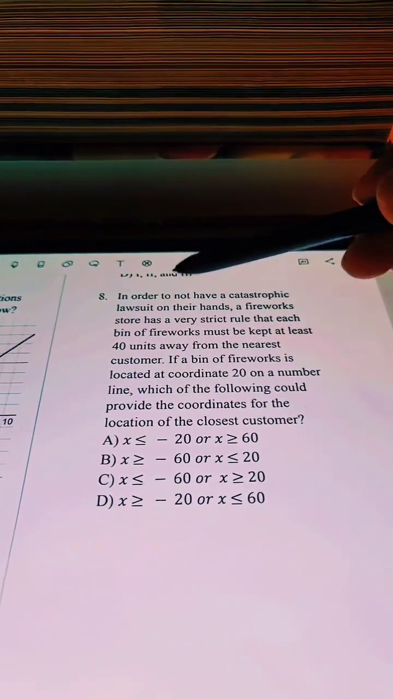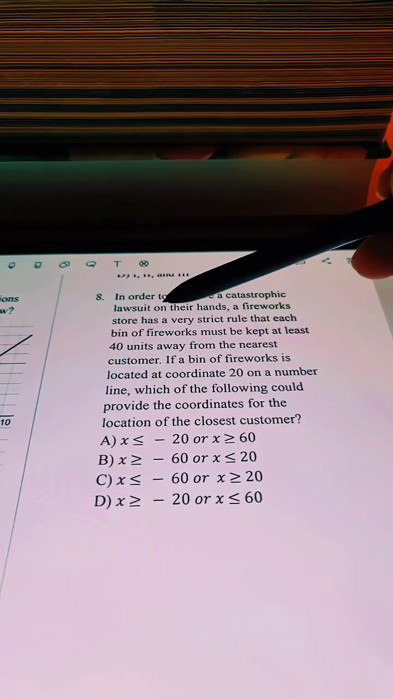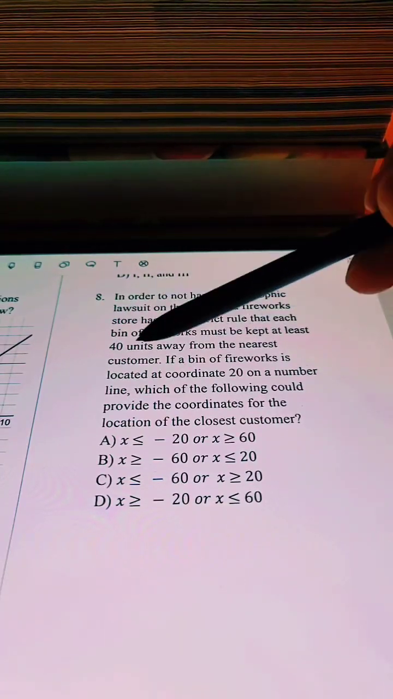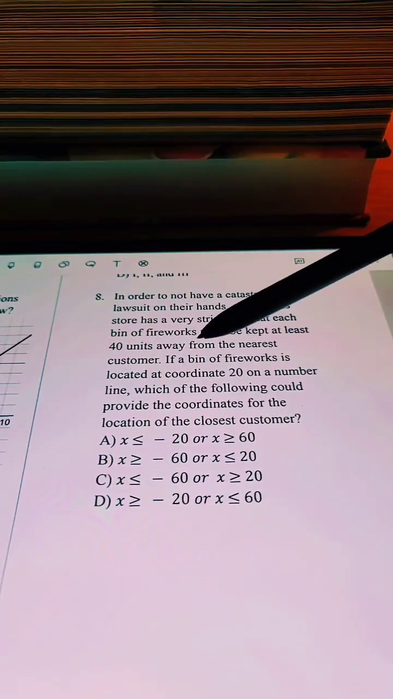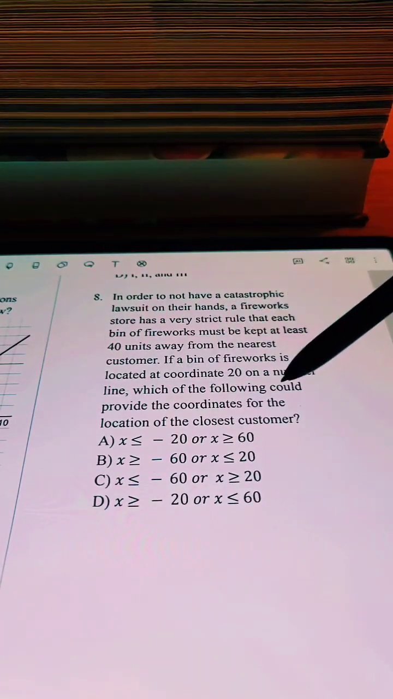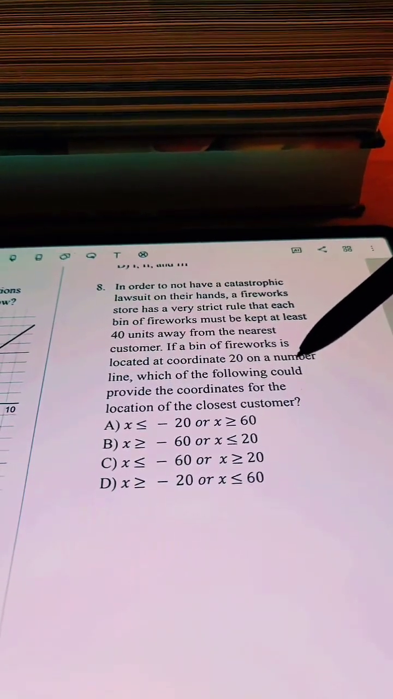So, number 8, in order to not have a catastrophic lawsuit on their hands, a fireworks store has a very strict rule that each bin of fireworks must be kept at least 40 units away from the nearest customer. If a bin of fireworks is located at coordinate 20 on a number line, which of the following can provide the coordinates for the location of the closest customer?